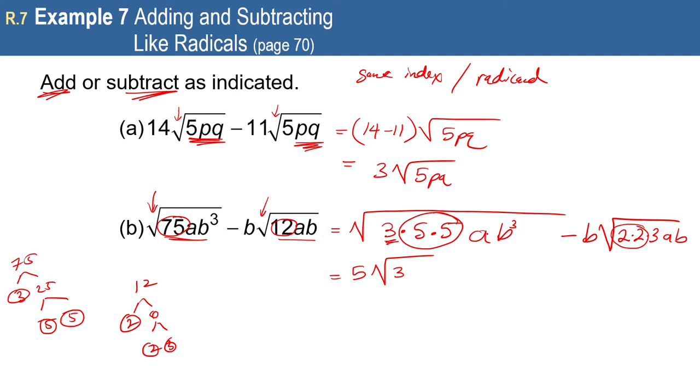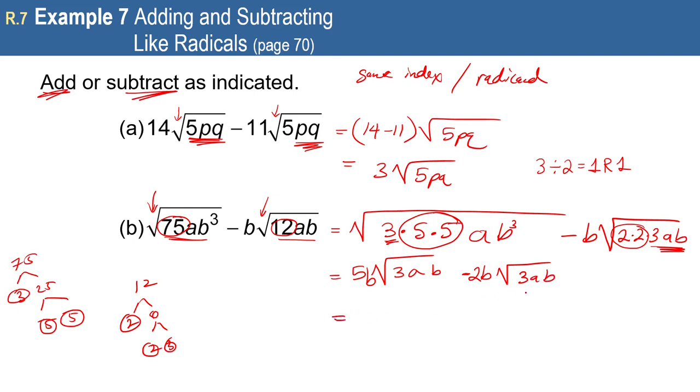Now, a does not have a group of 2, so we'll leave that on the inside. b cubed: I can divide 3 by 2 and know there's one group of 2 with a remainder of 1. That means we have a b on the outside and a b left on the inside. There's one group of 2 with a remainder of 1 on the inside. Minus b. And the square root of this part is 2, so we'll write it as 2b times the square root of whatever's left, and that's 3ab.